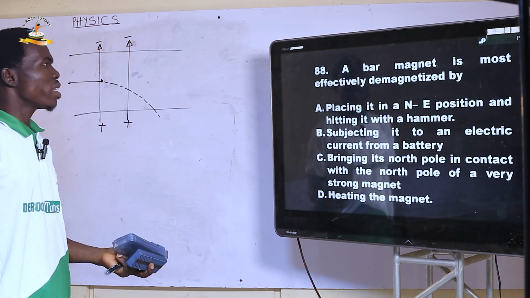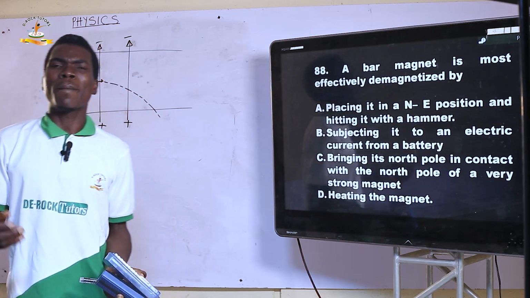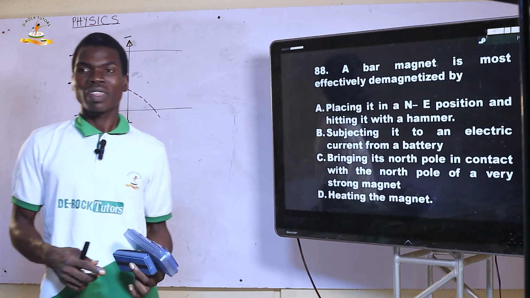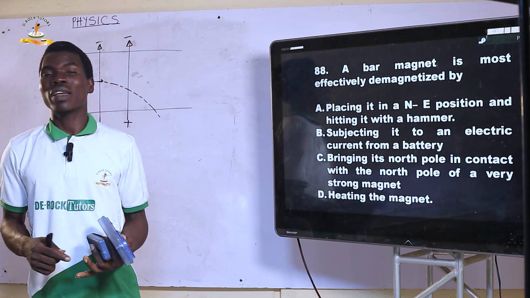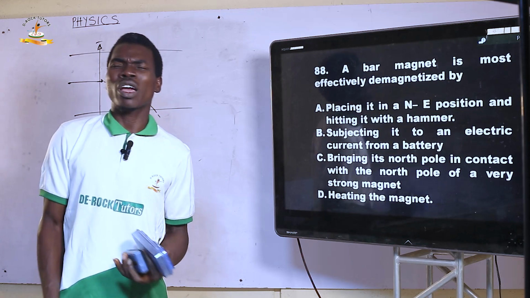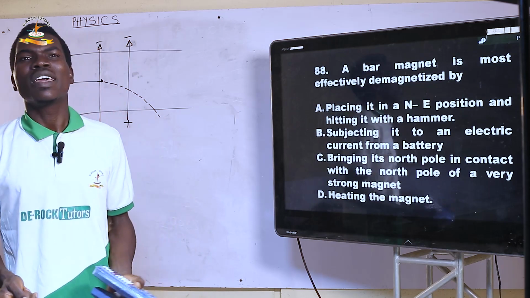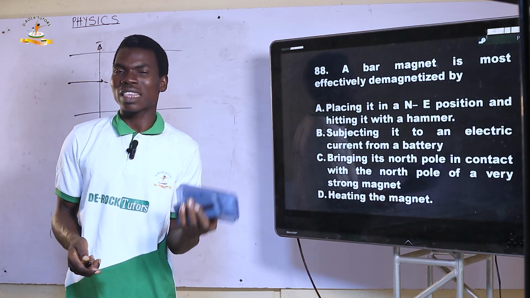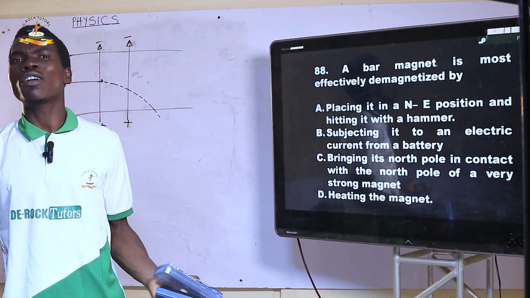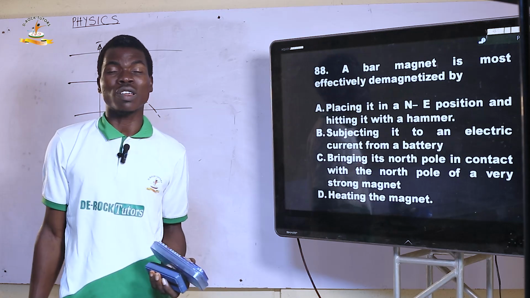Next, 88. A bar magnet is most effectively demagnetized by what? You can demagnetize magnets by different methods. You can demagnetize a magnet by hammering it. You can demagnetize a magnet by taking it through a high temperature. As a matter of fact, no magnet will retain its magnetic property at a temperature known as the Curie temperature. Curie temperature is about 5,000 degrees Celsius, and anything you heat up to this temperature is not going to retain its magnetism.